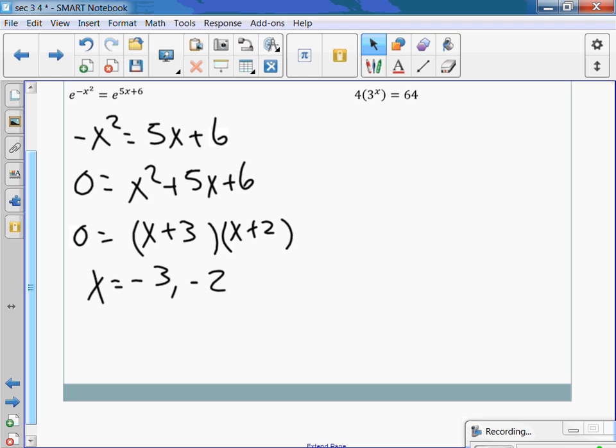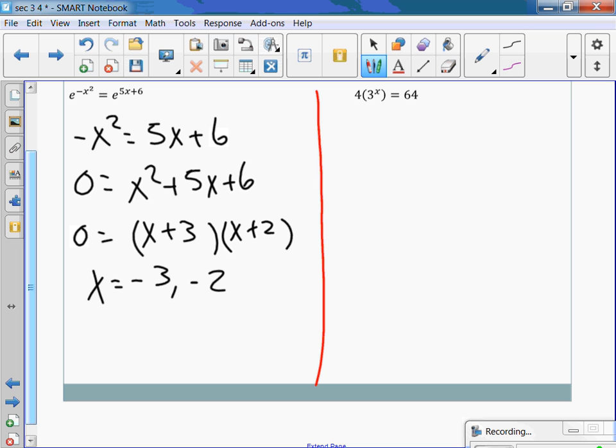4 times 3 to the x equals 64. Can I use my one-to-one property here? No. What do I want to start off doing? In algebra, how did you go about solving an equation for x? The whole thing was to isolate x, get x by itself.